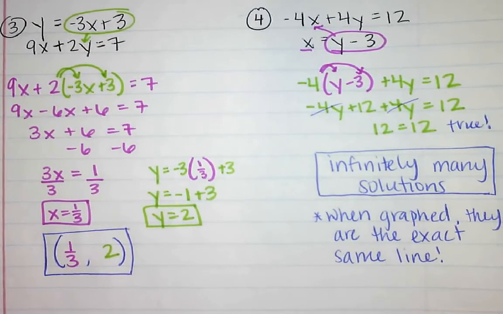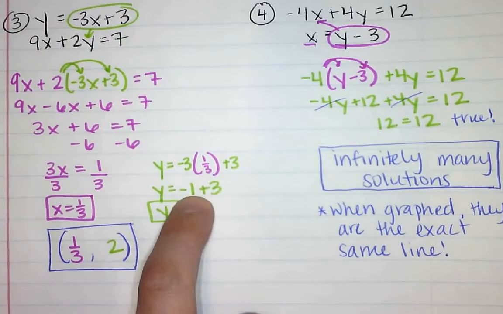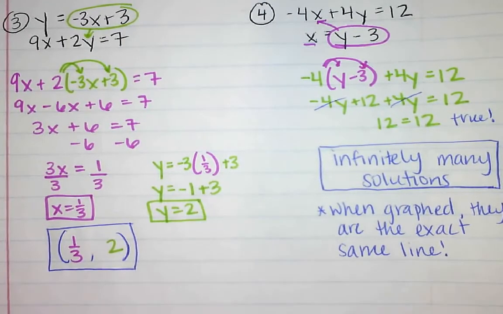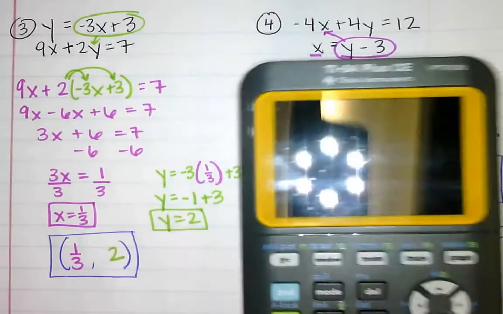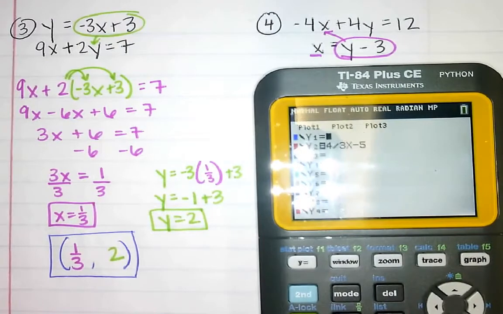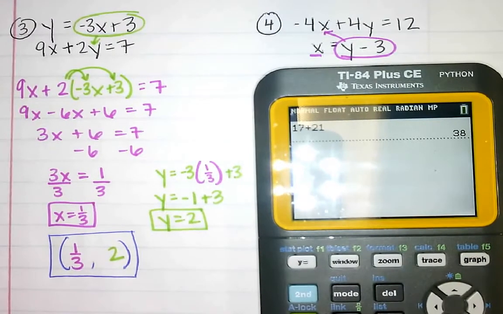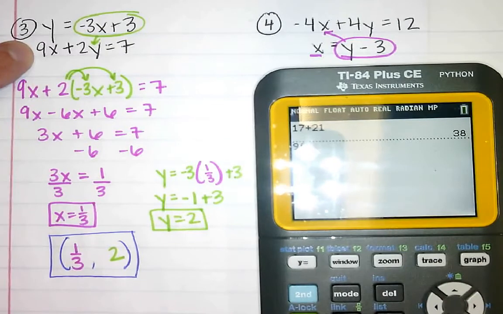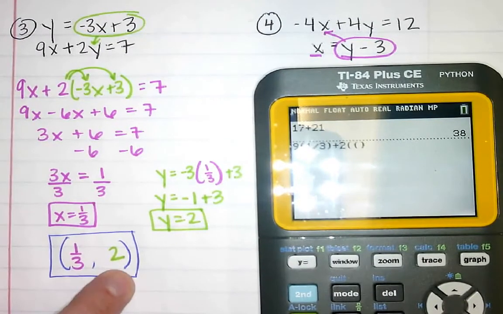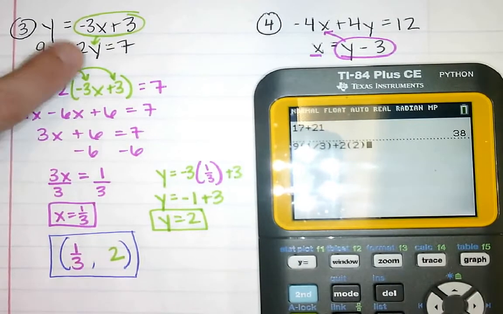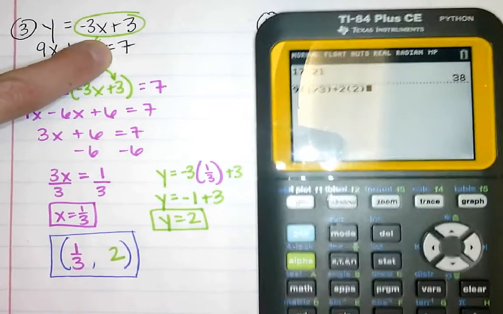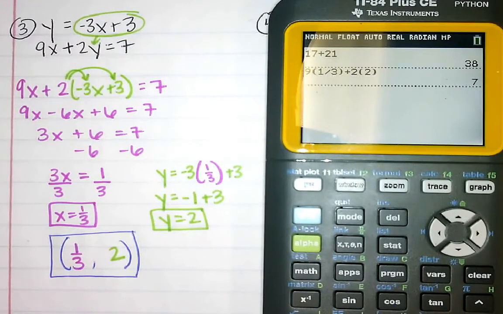All right? And then when I went back and substituted in my 1/3, I had negative 1 plus 3, which gave me that y is equal to 2. And guys, you can always check yourself by going in and saying, okay, 9 times 1/3 plus 2 times 2 should equal 7, which 9 times 1/3 is 3. 3 plus 4 is 7. Does that make sense, guys? So that's a great way for you to check yourself.